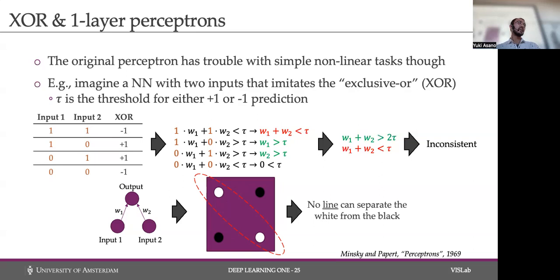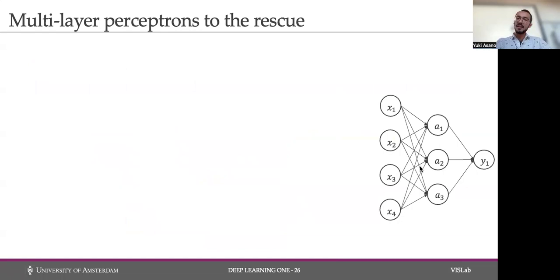W1 plus W2 needs to be larger than 2 tau, which is a threshold. But at the same time, these two need to be smaller than 2 tau, which is inconsistent. This has been shown by Minsky in 1969. This Minsky guy was also a researcher. He was actually one grade behind Rosenblatt at the Bronx High School of Science and later became an MIT professor.